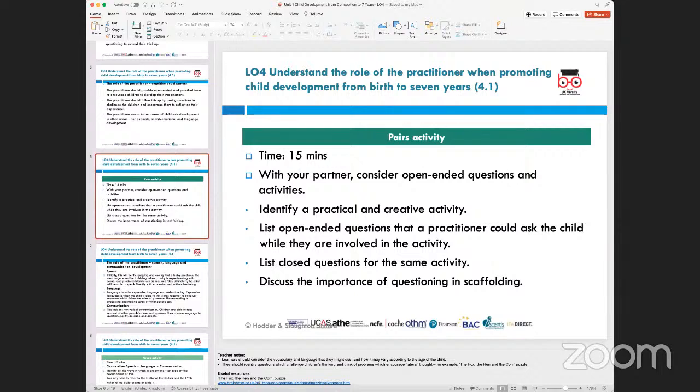Now, when we talk about that, we need to think of activities which practitioners would actually carry out. What kind of activities do you think they will carry out when we look at speech, language, and communication? Any ideas? What do you think would be the activities that you could carry out?